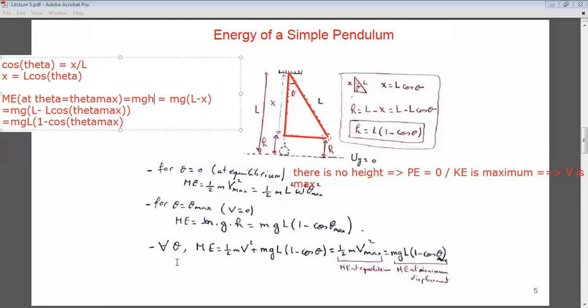Now for every other theta, so theta at the equilibrium is half m v maximum squared.